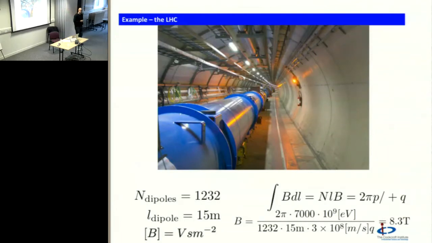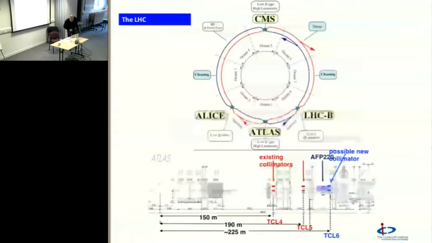So that's a pretty strong dipole. This is what we have in the LHC. And that's why it's in this blue cryostat, because it's superconducting. That's the only way to achieve a field density of that strength. That's a fun little calculation to do.